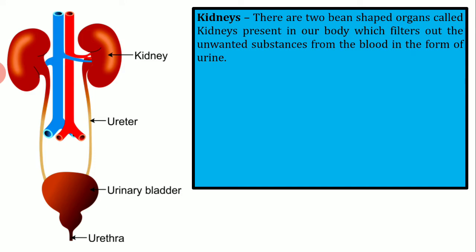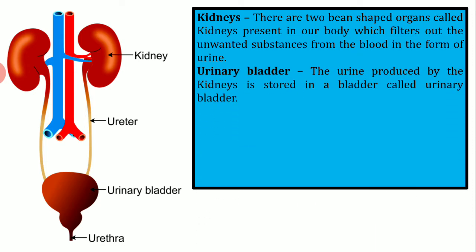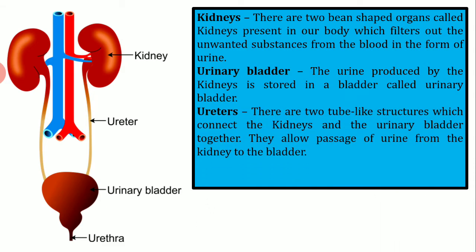Kidneys, these are the two bean-shaped organs present in our bodies, which filter out the unwanted waste from the blood in the form of urine. Urinary bladder: the urine produced by the kidneys is stored in this bag-like structure that is called the bladder or the urinary bladder.